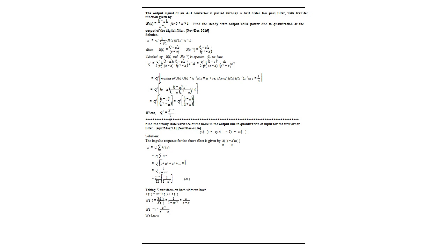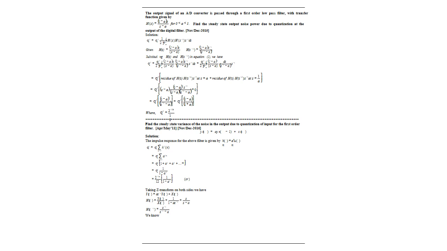So here is the solution. That is sigma e naught squared is equal to sigma e squared into 1 by 2 pi j closed integral H(z) H(z inverse) into z inverse dz. So given value is H(z) is equal to (1 minus a) into z by (z minus a). So that is H(z inverse) is equal to (1 minus a) into z inverse by (z inverse minus a). So substituting these values in equation 1, we have sigma e naught squared is equal to sigma e squared by 2 pi j closed integral (1 minus a) into z by (z minus a) into (1 minus a) z inverse by (z inverse minus a) into z inverse into dz.